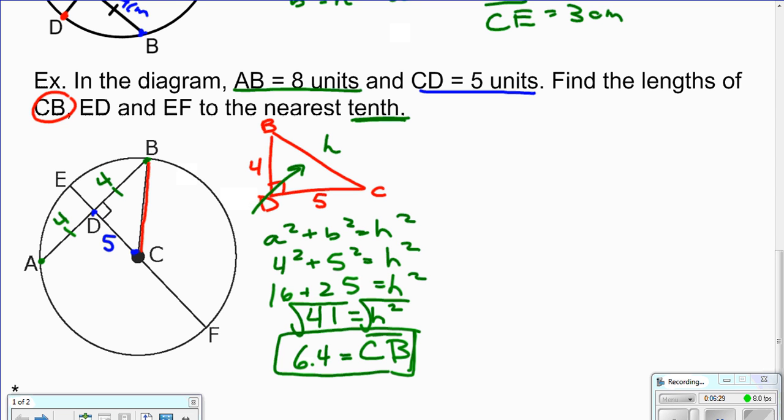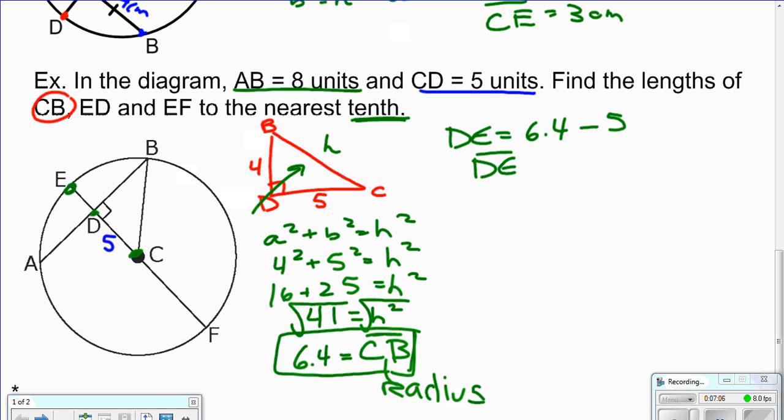And so then from here we need to find some other lengths. I'm going to erase a little bit. Okay, so we know that C to D is 5, and we know that C to B is 6.4, and so this has actually told us what the radius is. So anywhere from the center of the circle to the edge of the circle is going to be 6.4. So D to E is going to be the difference between the radius and C to D. So length D to E is 1.4 units.